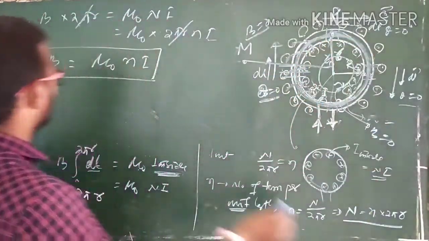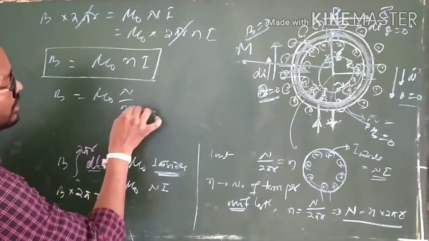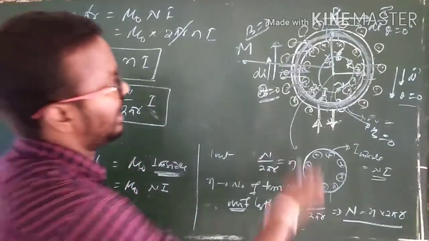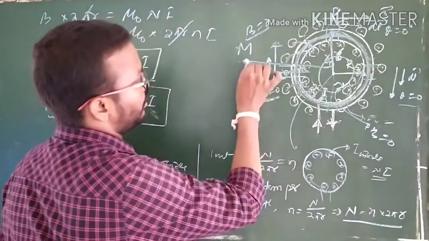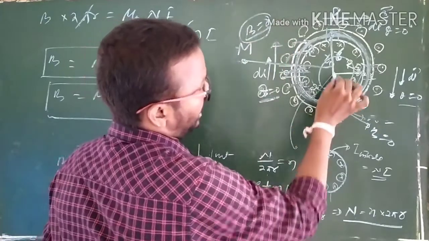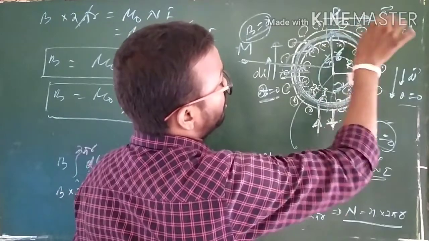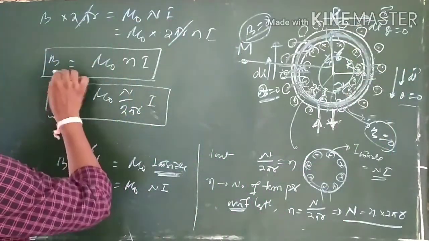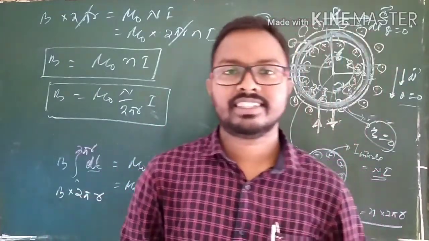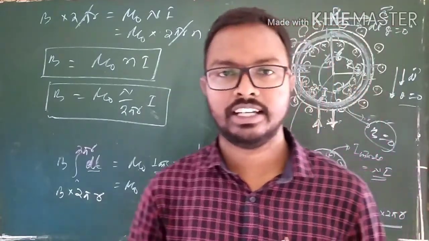That means within the toroid, B equals mu naught N by 2 pi r into I. Here this is the magnetic field strength at point P. So there are 3 points, M, N, and P. At point M the magnetic field is 0. At point N also the magnetic field equals 0. But at point P, that means within the toroid or ideal toroid, B equals mu naught n I. Clear? So this is all about the magnetic field strength for a solenoid and for a toroid using Ampere's circuital law. Clear?